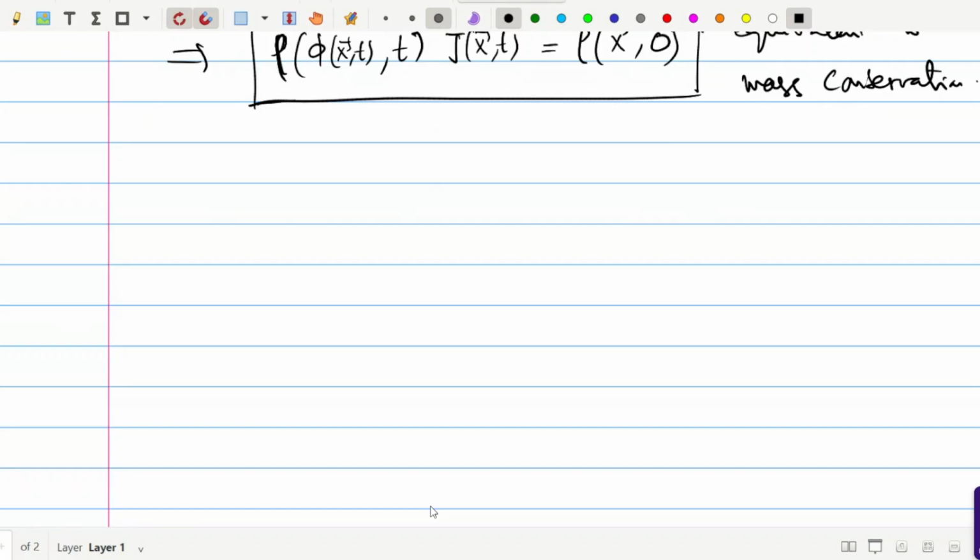These equations are called Euler equations. Euler equations means you're considering ideal fluids. Ideal fluid equations are Euler equations for incompressible fluids.